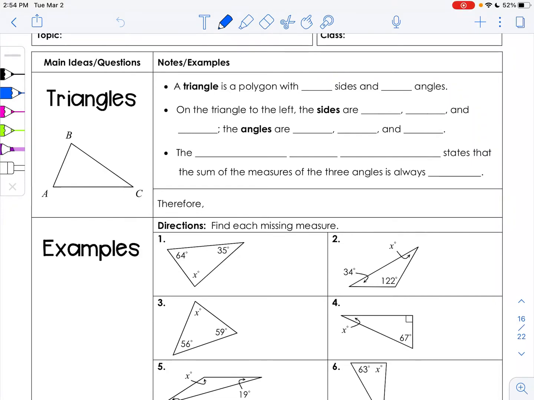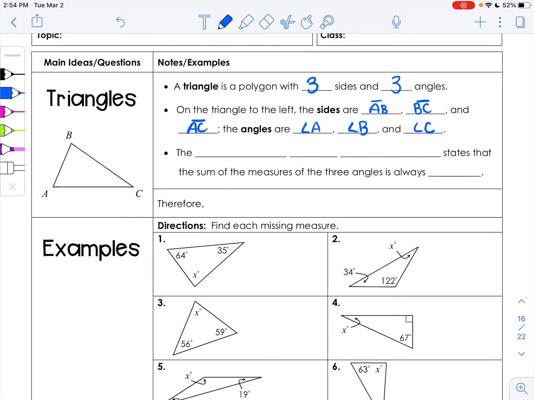In this lesson, we're going to talk about triangles. A triangle is a polygon with 3 sides and 3 angles. On the triangle on the left, the sides are AB and BC and AC. The angles are angle A, angle B, and angle C.